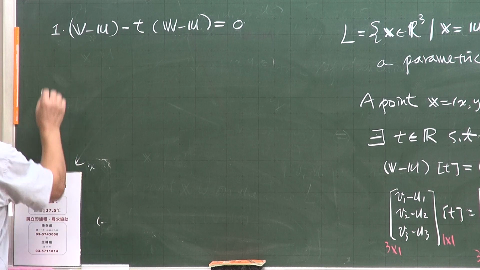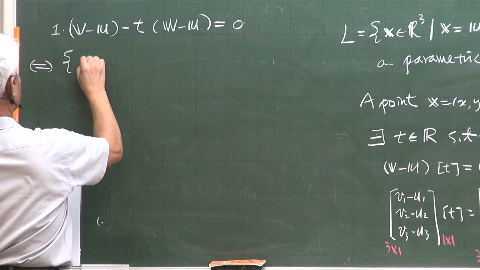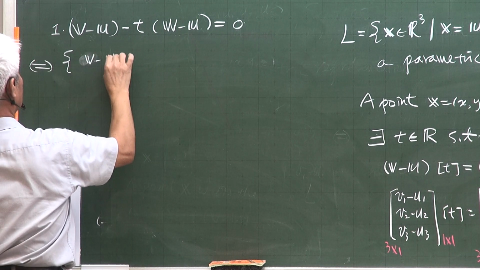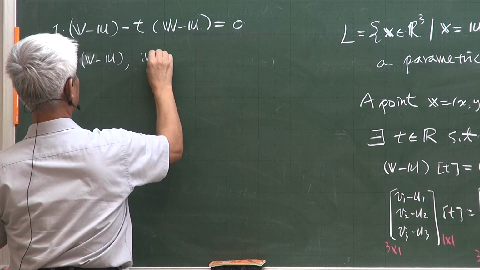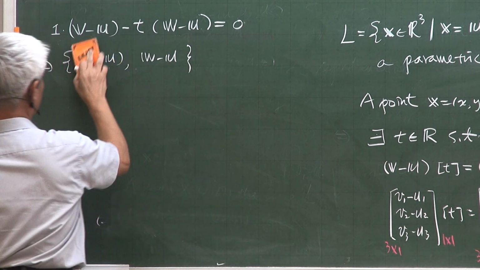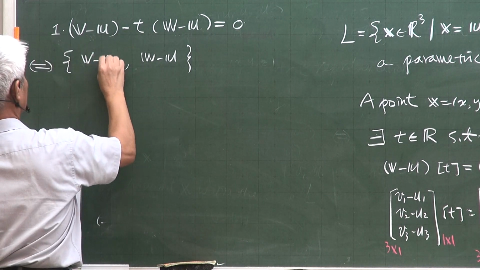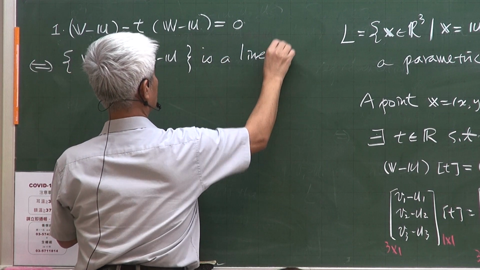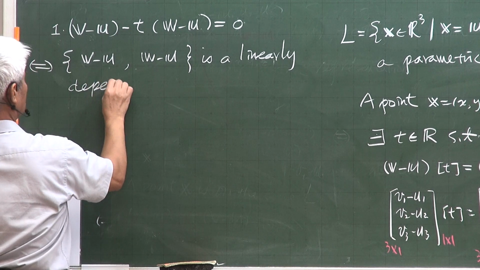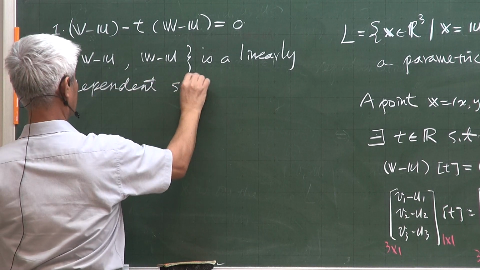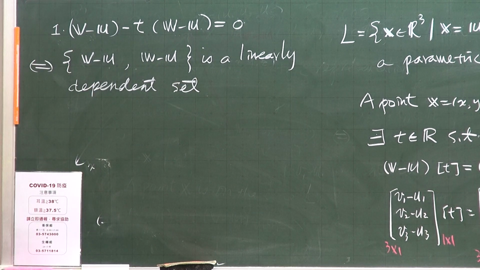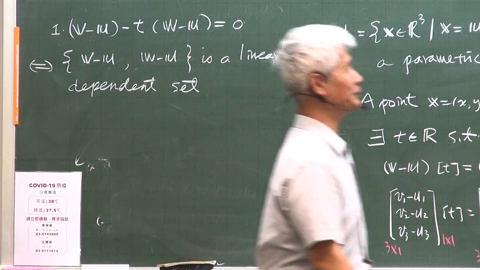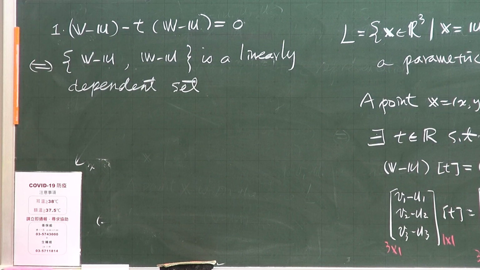So this is if and only if the set of V minus U and W minus U, so we have two vectors, is a linearly dependent set. Okay, so we interpret it here. They are linearly dependent. So this is an economic condition.